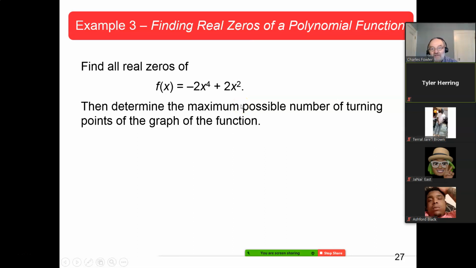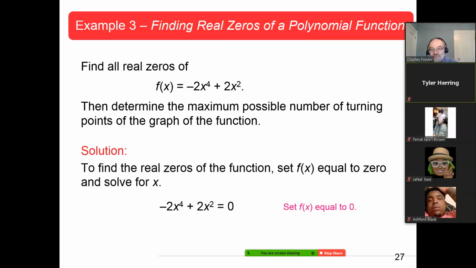Okay? Then it says determine the maximum possible number of turning points. Well, maximum degree here is 4. 4 minus 1 is 3. That should have a maximum of 3 turning points. Should have had a maximum of 4 zeros. We didn't. We only had 3 zeros. That's okay. The maximum was 4. 3 turning points, and indeed that will be the case.